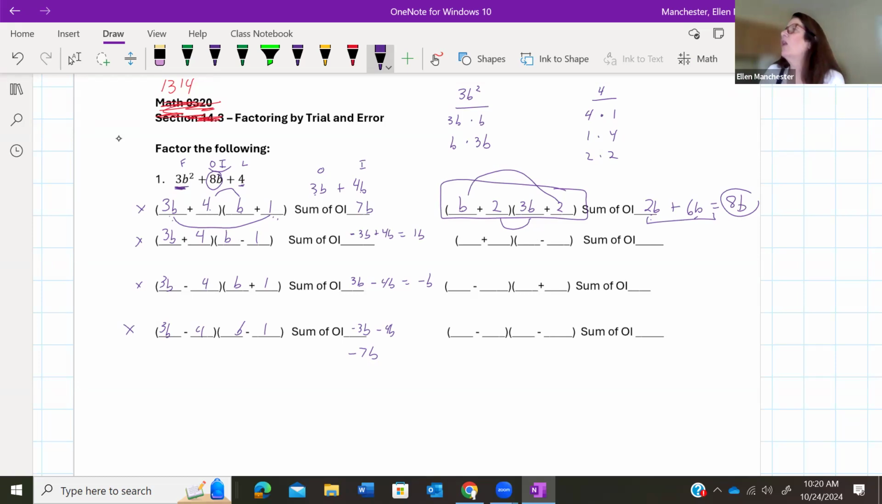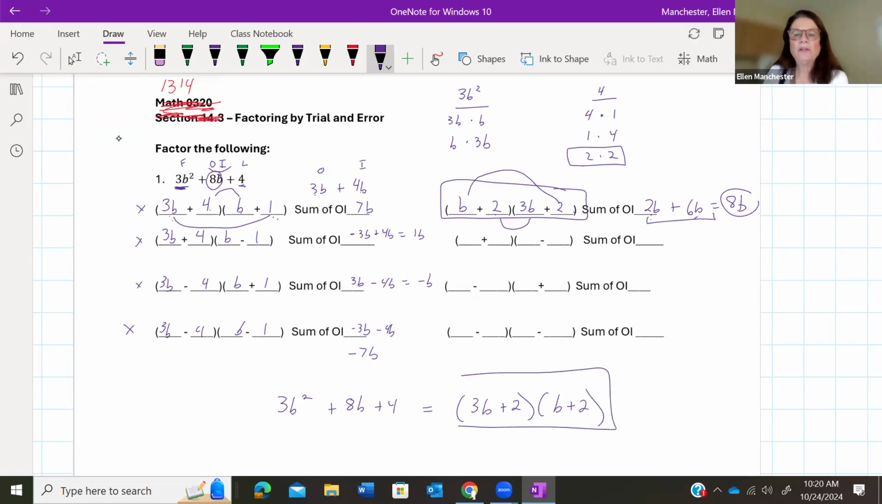Where's the 2? Oh, so these are factors of 4, right? 2 times 2. So I just put them in the last position because 2 times 2 is 4. Okay, so that's where the 2's came from. They're just factors. So when I do 3b squared plus 8b plus 4, those factors are 3b plus 2 and b plus 2.